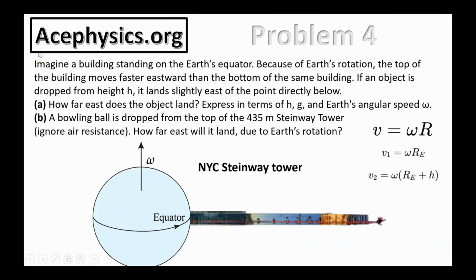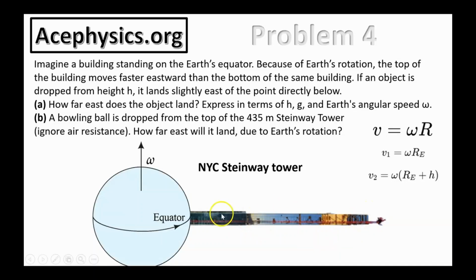Problem number 4. Imagine a building standing on the Earth's equator. Because of Earth's rotation, the top of the building moves faster eastward than the bottom of the same building. If an object is dropped from the top of the building at a height h, it lands slightly eastward of the point directly below. A. How far east does the object land? Express in terms of h, g, and the Earth's angular speed omega. B. If a bowling ball is dropped from the top of the 435-meter Steinway Tower, ignoring air resistance, how far east will it land due to Earth's rotation?